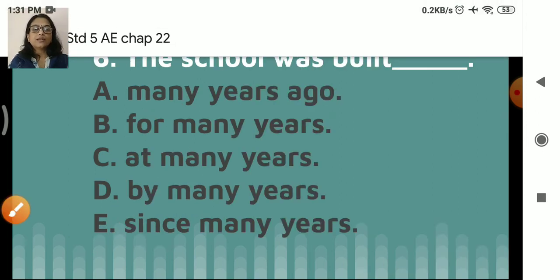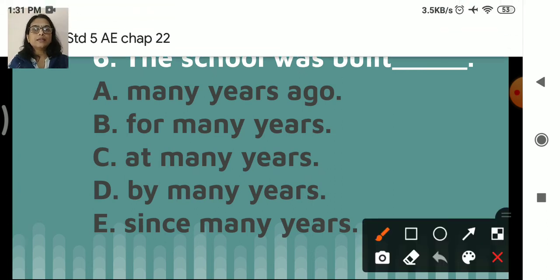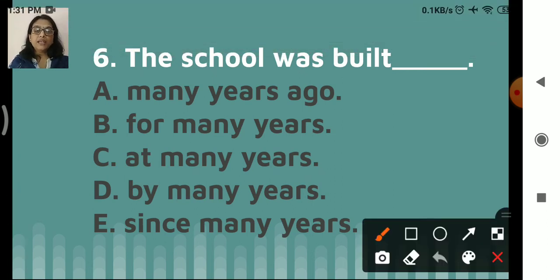So next one. The school was built, then again options: many years ago, for many years, at many years, by many years, since many years. So the answer, sixth one, is the school was built many years ago. Right? We do not know exactly when. So it was many years ago.